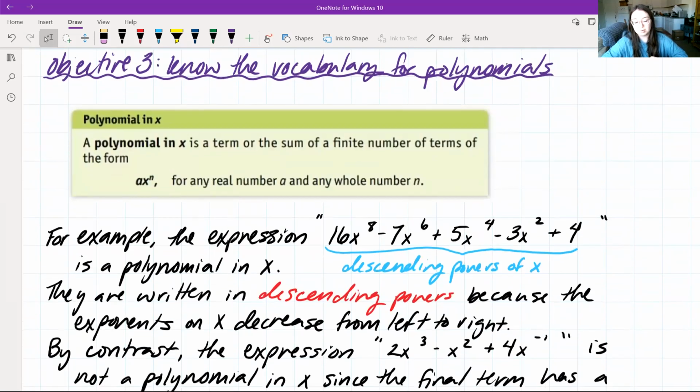Then objective 3, we want to know the vocabulary for polynomials. So a polynomial in x is a term or the sum of a finite number of terms of the form A.